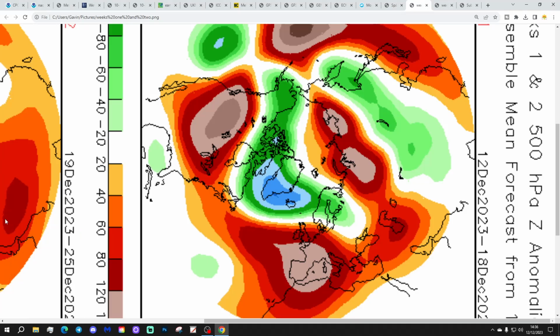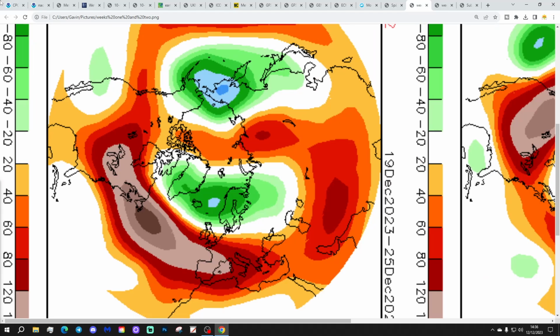CFS v2 now, with the 500 millibar height anomalies broken down into weekly periods. The first weekly period takes us from the 12th to the 18th of December. The next week is looking unsettled, low pressure to the north, high pressure to the south. We're in a zonal westerly flow, though it's going to be very mild at the weekend.